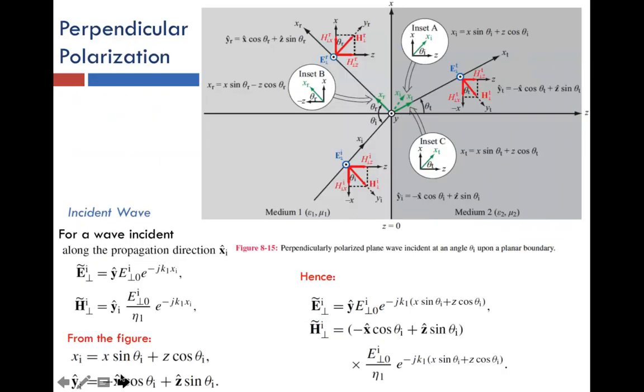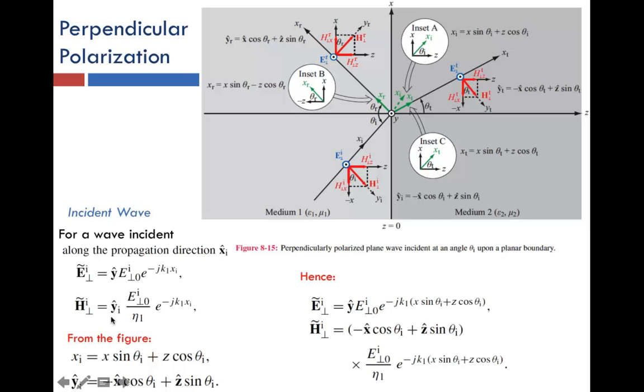So now let's look specifically at perpendicular polarization because it's a little bit easier to work with. So the perpendicularly polarized wave, the electric field, remember, is pointing out of the screen that you're viewing. And so we need to express the incident wave, and basically the direction of the field is in the y-hat direction, and the propagation is in this direction, x1. And so the H field then is perpendicular to that.